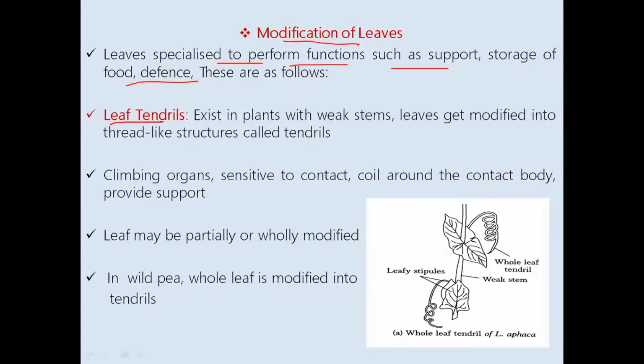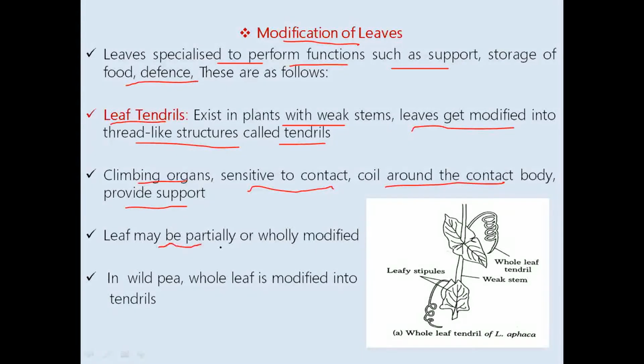First one is leaf tendrils. Leaf tendrils exist in those plants which have weak stems. In this, the leaves get modified into a thread-like structure known as tendrils. Tendrils are climbing organs.